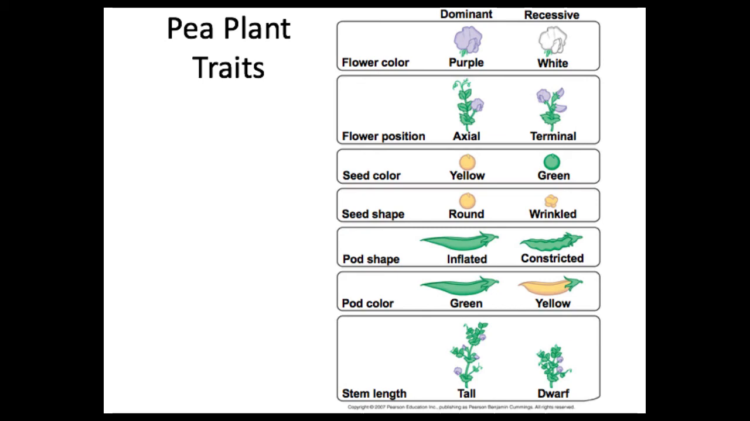These are just some of the traits that he was able to identify. There are 7 traits listed here, each expressed by alternate versions of the same gene.